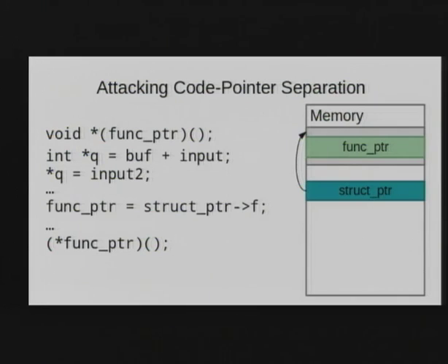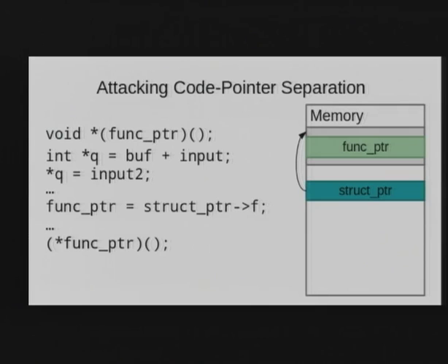So, given this separation, how can we still attack code pointer separation? One example would be that an attacker can reuse existing code pointers out of context. We do know that the attacker cannot forge a new code pointer by pointing it to some arbitrary location, but an attacker might reuse a code pointer. And let me illustrate that with an example.